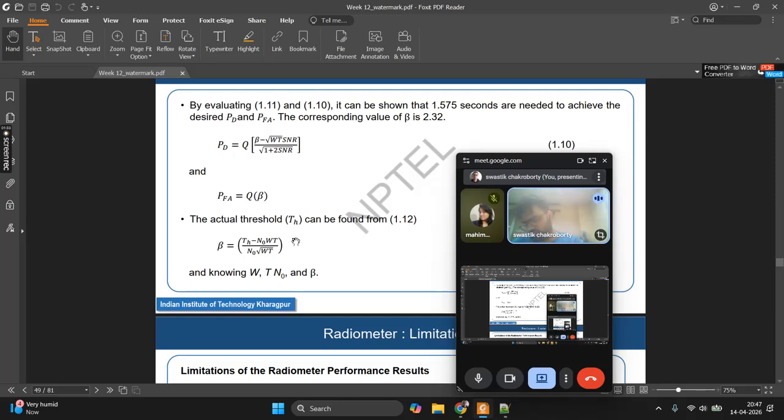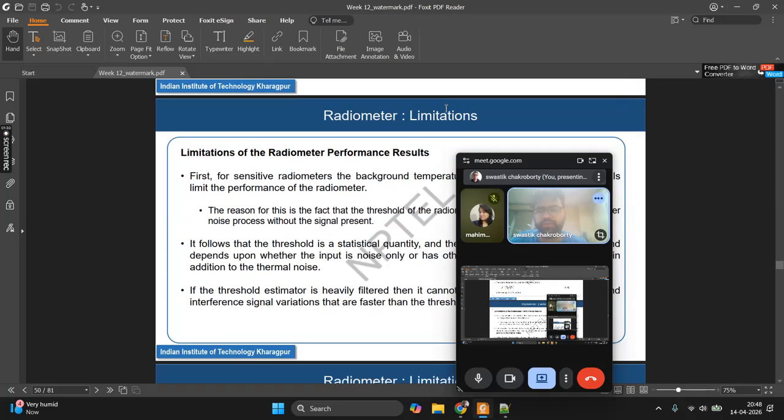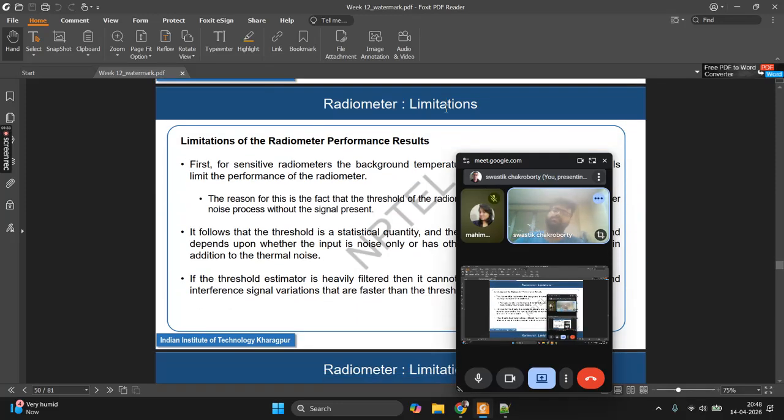Sorry, beta is not simply WT. Beta is (TH minus N naught WT) by (N naught root WT). So here you put beta as 2.31, and if you put in all the values, the time you will get is 1.575.